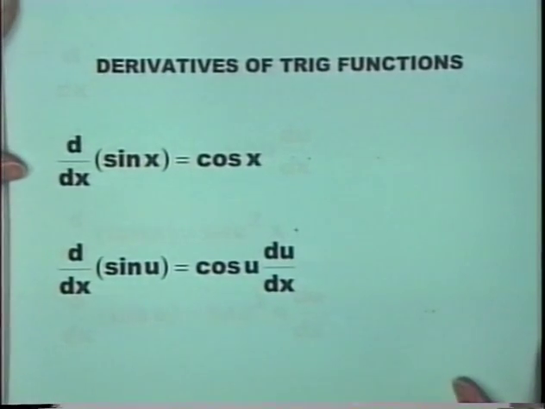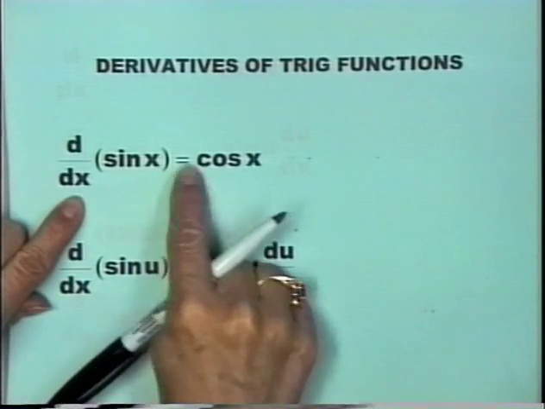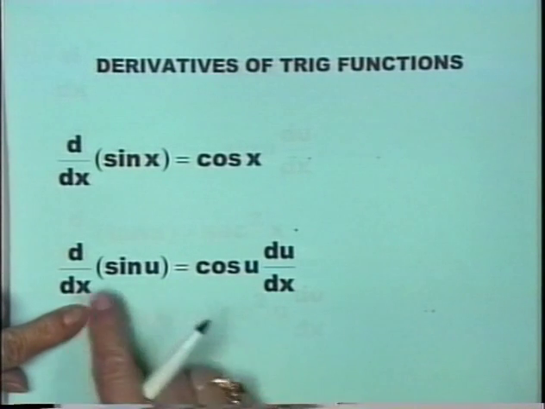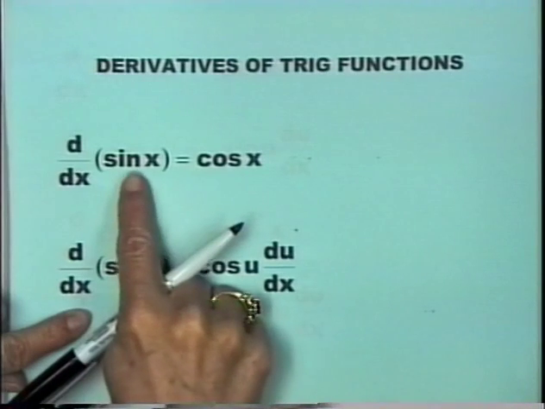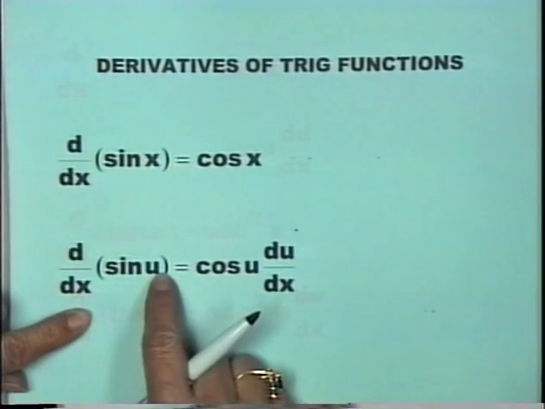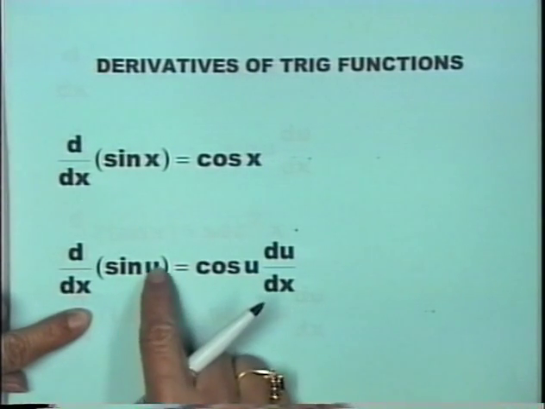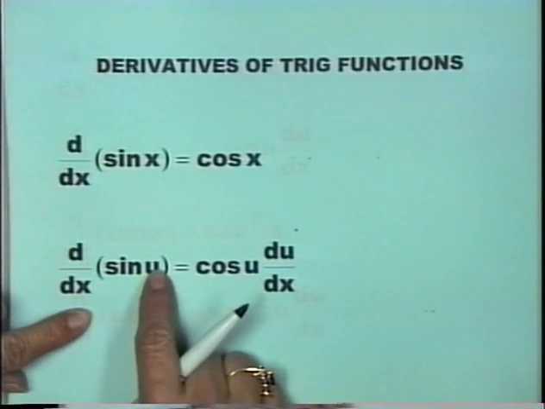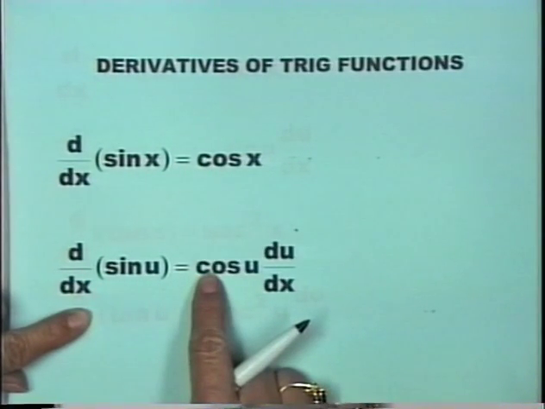Derivatives of trig functions. Now I first wrote the familiar one. The derivative with respect to x of sine x is just cosine x. You probably remember that. But let's look at this formula I've written. Notice we're still doing the derivative with respect to x. But instead of saying sine x, it says sine u. As before, that u is indicating that this is probably a function of x here that is the argument of the sine function instead of just an x. You'll notice on the derivative we start out the same way as we did up here. The derivative of a sine function is the cosine function.